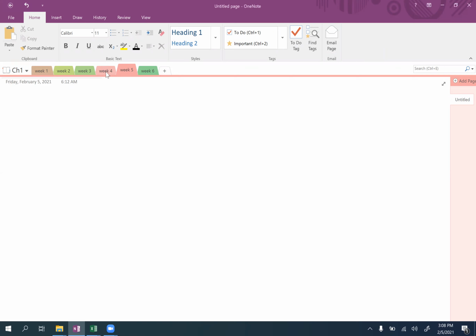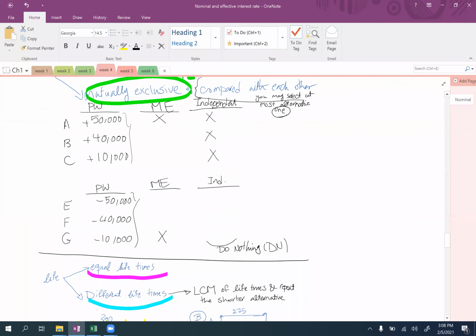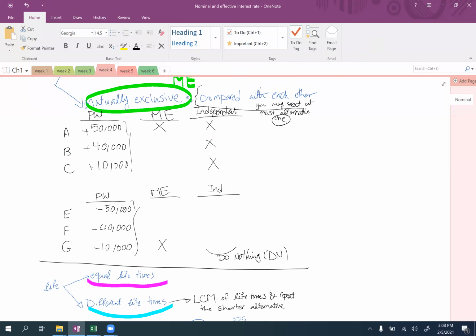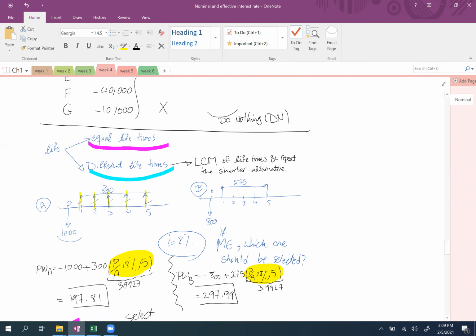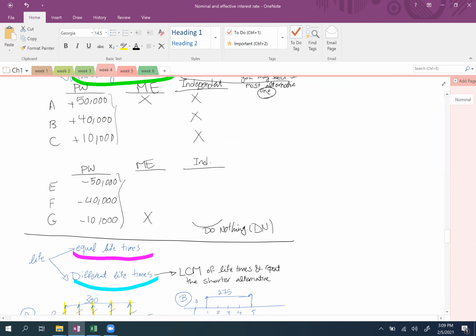If you recall, in Chapter 5, we said that we use present worth analysis to compare projects or to compare alternatives. So we want to know, for example, if you have multiple investment opportunities, which alternative is better or which alternative is giving you more profit. Depending on the scenario, it's possible that the projects are mutually exclusive or they are independent. And we talked about the procedure to select the best alternative under each scenario.